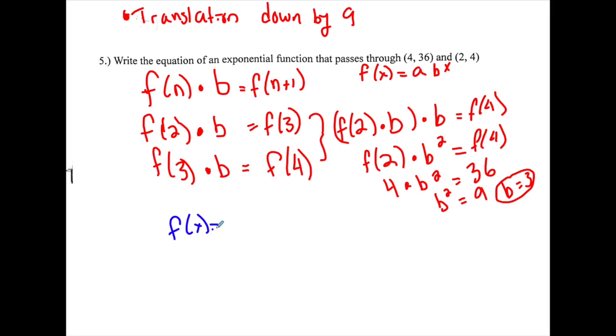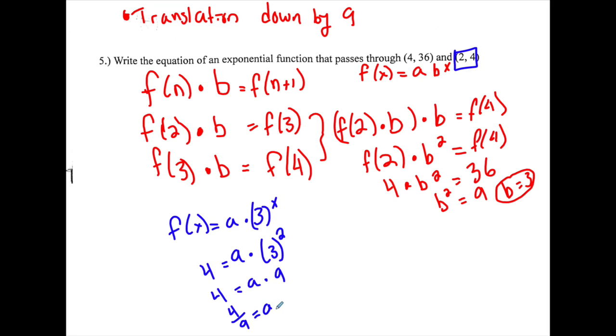So I have f of x equals a times 3 to the x. Now look, just like with geometric sequences, I'm going to ask you to choose a point and plug it in. So I'm going to choose the smaller number to make it easier. So if x is equal to 2, y needs to be equal to 4, according to this point right here. So 3 to the power of 2 is 9. Now I divide by 9, I get 4 over 9 is equal to a.